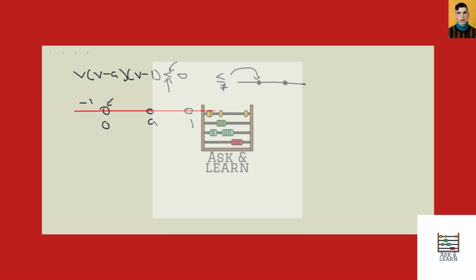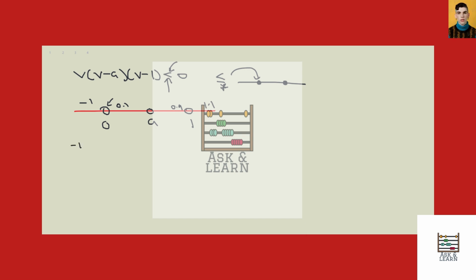And then I'm going to pick specific test points. This is -1. I'll pick 0.1, which is very close to 0. I'll pick 0.9, which is close to 1, just to make sure it's not close to a. And then I'll pick 1.1 to be on the safe side. So you plug these numbers into the expression v minus a, v minus 1.